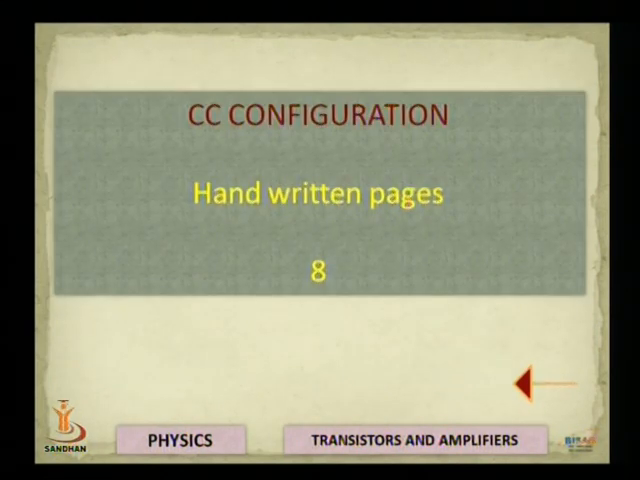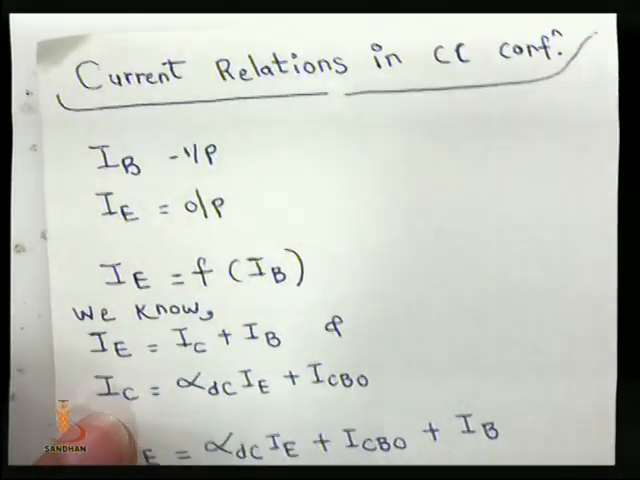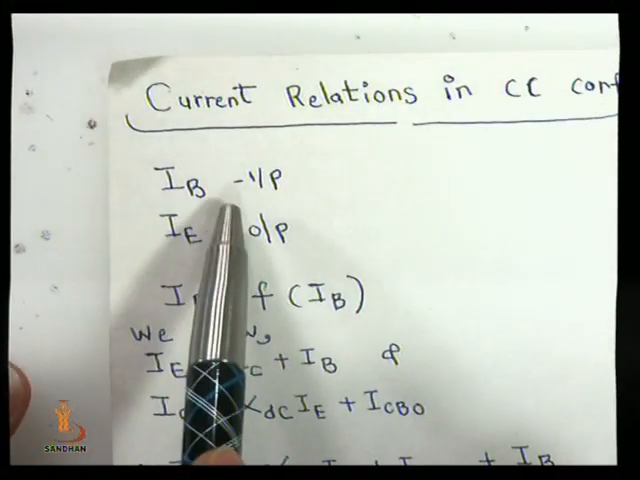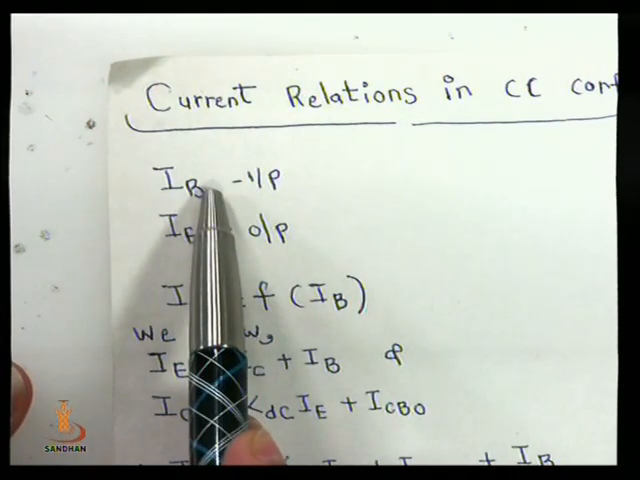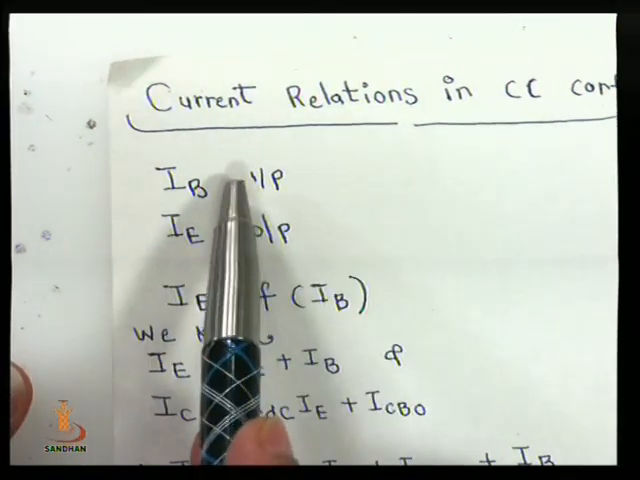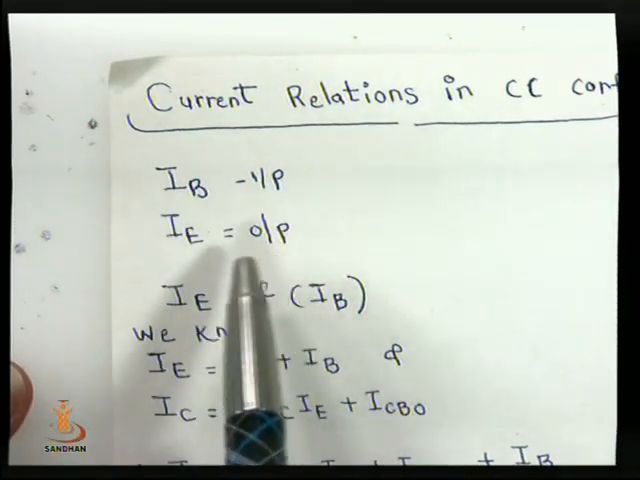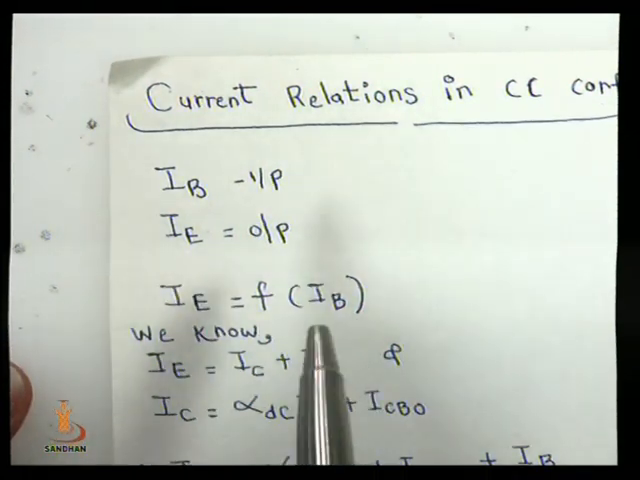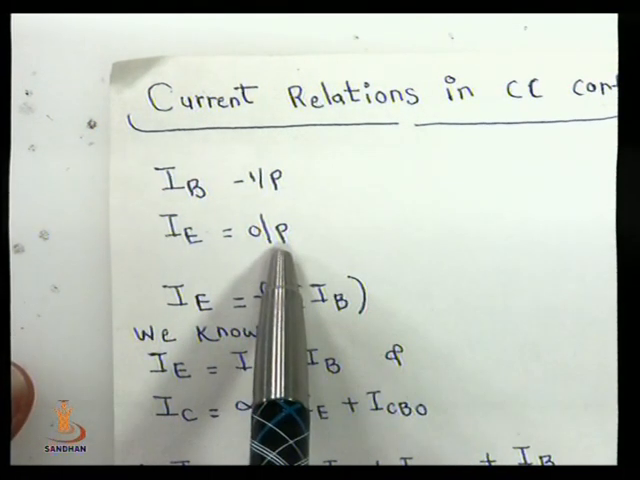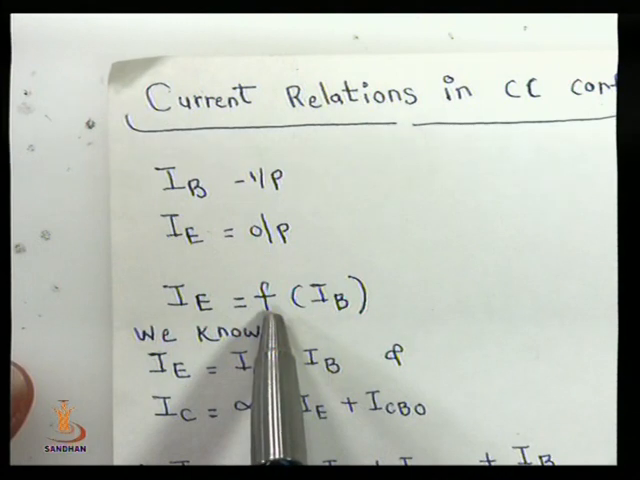Now the common collector configuration. Here in the common collector configuration there is a certain calculation. In common collector configuration, the collector is common, input is applied at the base terminal and that current is IB, output is taken from the emitter connection and that current is IE, where IE is the output and IE is a function of IB.